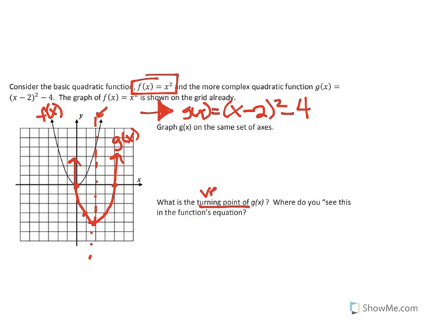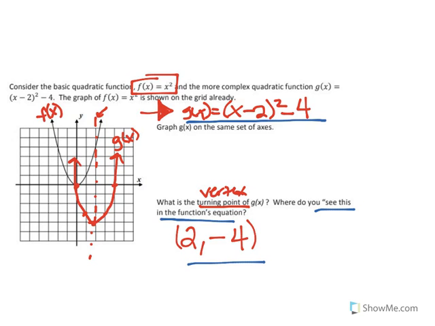Okay, we graphed it. What is the turning point of g of x? Well, that is the same thing as what is the vertex, and we determined that to be (2, -4). And now here's the kicker. Where do you see this in the function's equation? So look at your original equation. g of x equals (x - 2) squared minus 4. And our vertex is (2, -4).